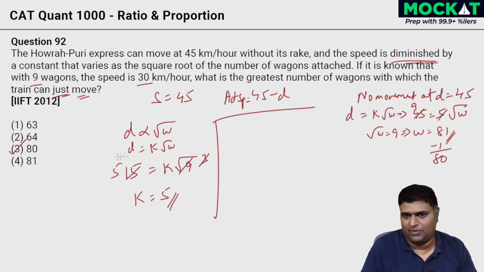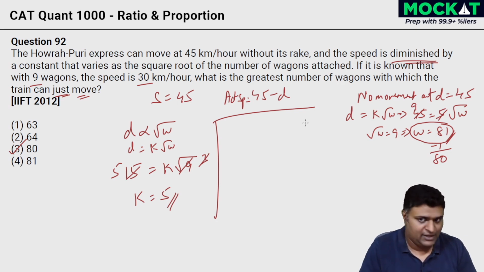Just logically think about it. As you increase the wagons, you're going to reduce the speed. It's going to decrease and decrease till it reaches a point where it just does not move. When does it not move? When there are 81 wagons. When there are 81 wagons, it's not moving. I want it to move. Just reduce it by 1. It'll just about move. You don't need an integer. It can be a square root, it can be an irrational number. It doesn't matter, but it's going to move. So therefore, option 3, 80, becomes the answer here.